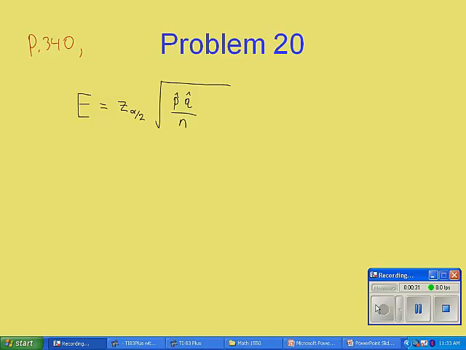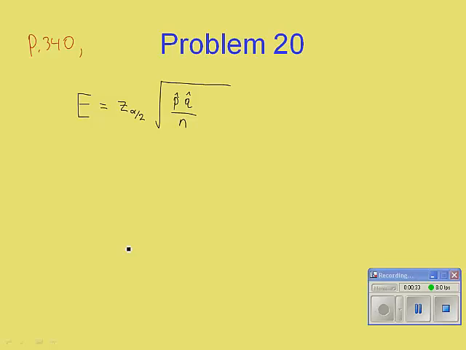So according to our book, the margin of error we're looking for eventually is 0.0186. I'll see if I get that. 0.0186. That's what they say. Now let's see. Z alpha over 2. Okay.